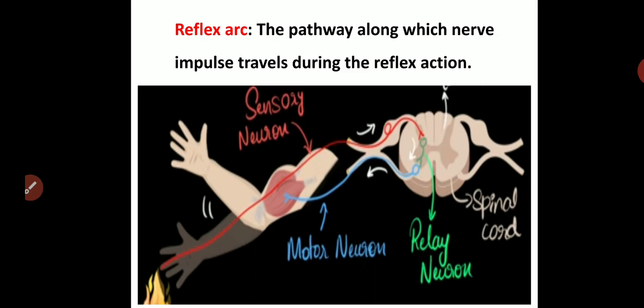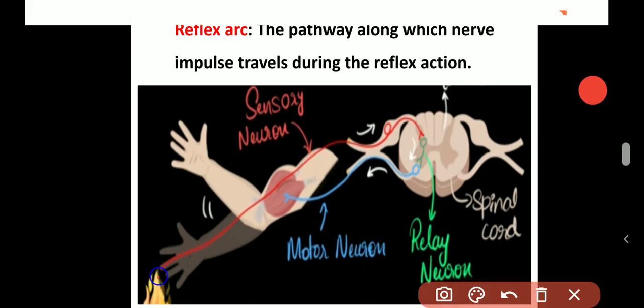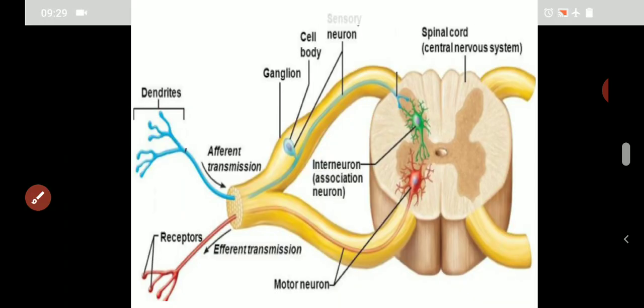You can see first, how does it move? It first goes from the receptors present in the skin, and then it goes through the sensory neuron. It goes into the spinal cord. From the spinal cord to the association neuron, the green color, also called the relay neuron. Then it comes to the motor neuron. From the motor neuron, it comes to the muscles, that is the effectors. So this movement is in the form of an arc. That is why it is called a reflex arc.